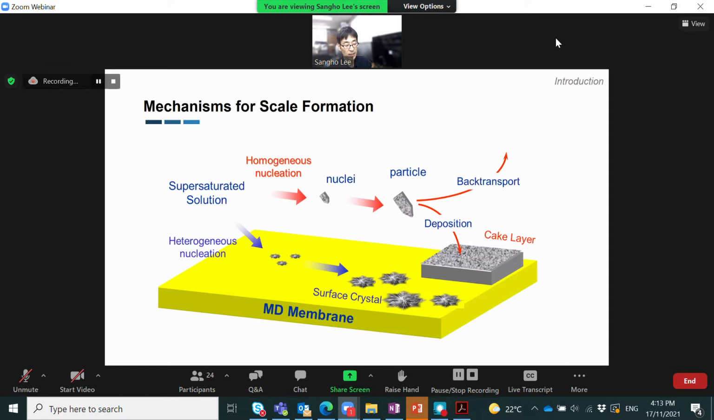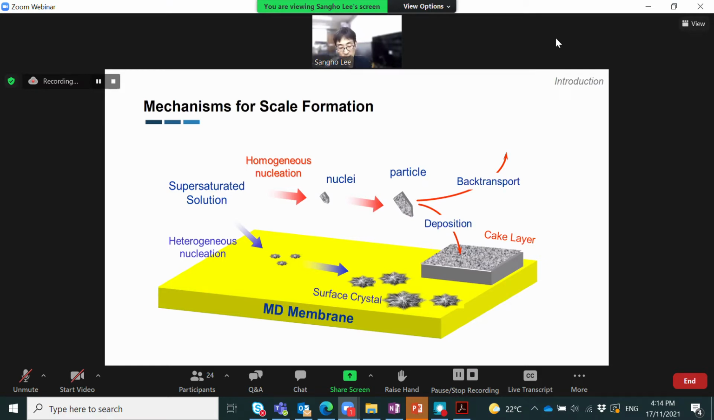As I already mentioned, there are two pathways. If we go through the homogeneous crystallization pathway, a supersaturated solution creates nuclei, and their size increases due to crystal growth. Once it forms particles, they may deposit or they may be back transported, and the deposited particles will form the cake layer on the membrane surface. And that's the fouling mechanism.